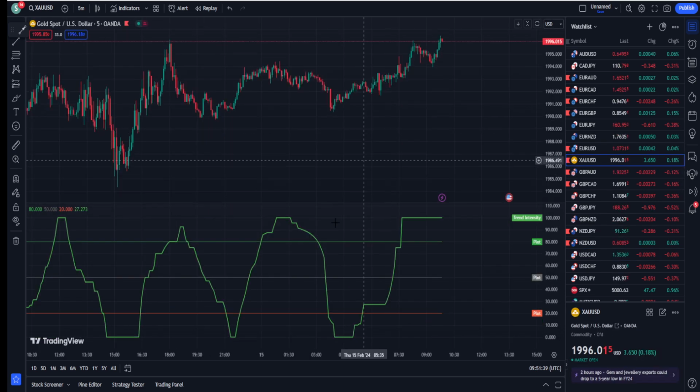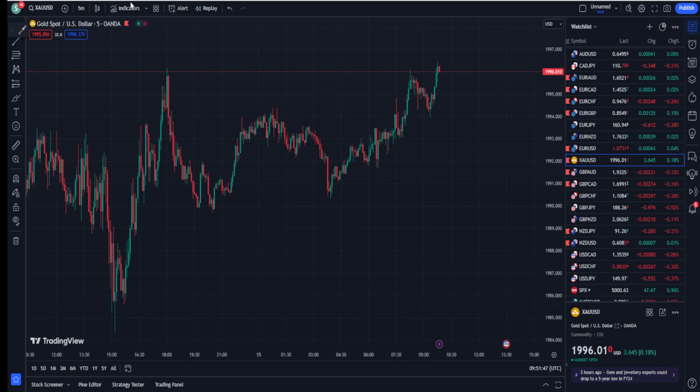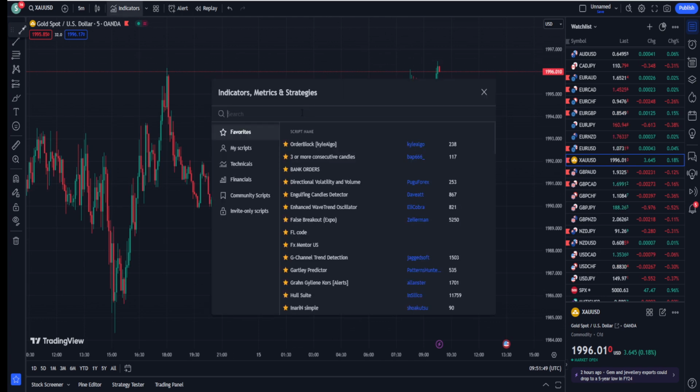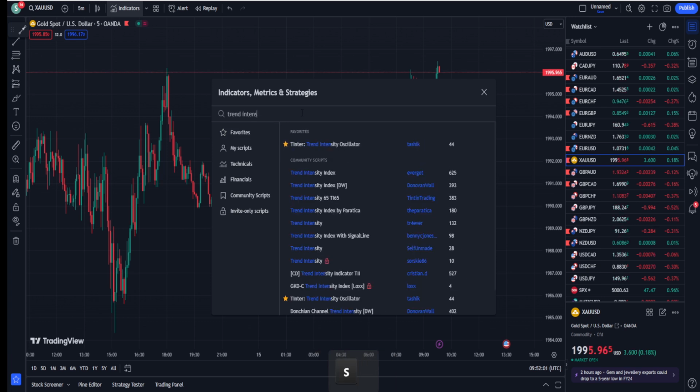Okay, so this indicator is quite amazing, as you can see on the screen. So first of all, we are going to delete this indicator from our screen, and we are going to the indicator section. Okay, so this indicator is basically based on the trend. So we are going to attach it, and we will explain more things about this indicator while it is on our screen. Okay, so here you need to write trend intensity.